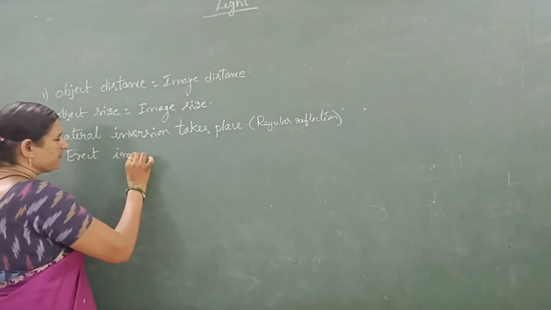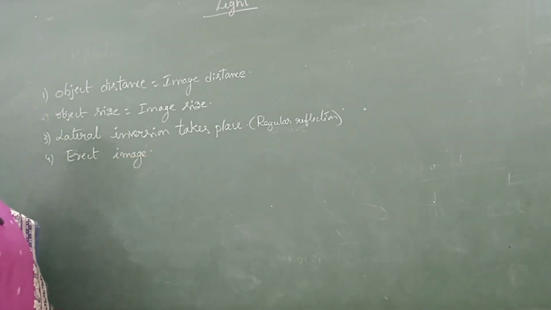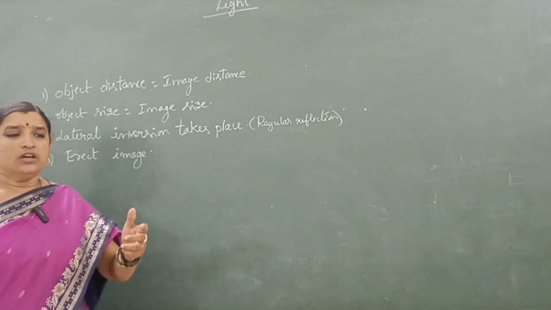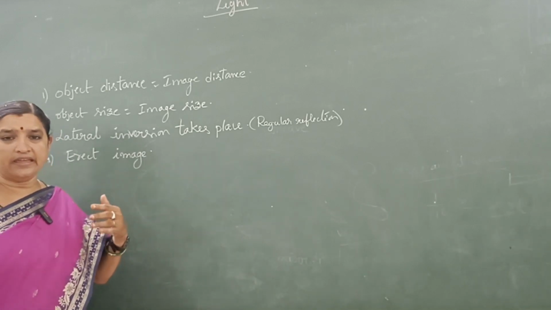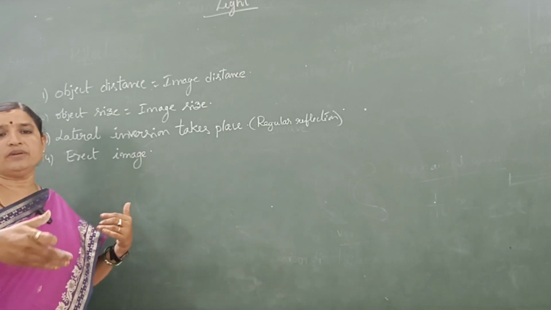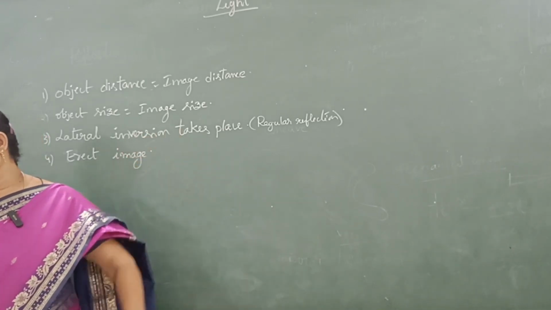The fourth one is erect image. You can get an erect image, which means you will see it straight, just as you are in front of the mirror, the image is also in the same kind.